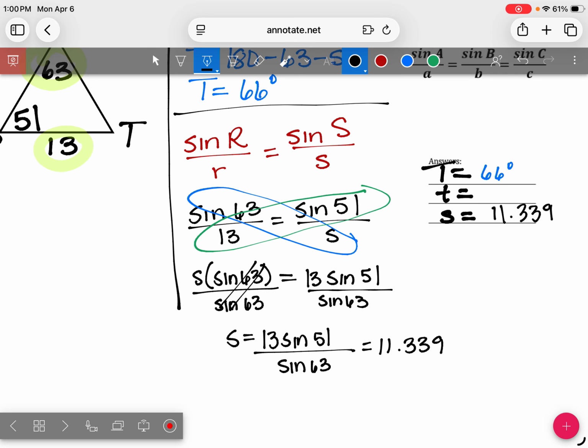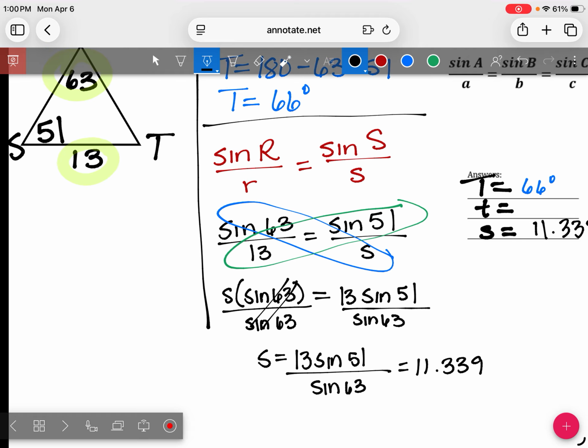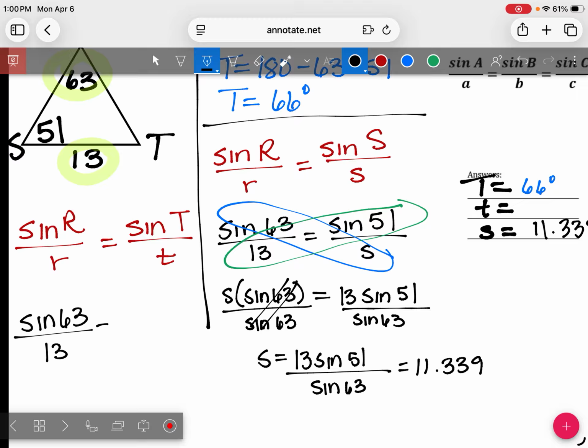All right, now to find little t, I'm going to stick with the sine of r over r. But now I'm going to set it equal to the sine of big T over little t. So let's set it up. Again, you have sine 63 over 13. But now angle T is 66. So sine 66 over little t. Go ahead and cross multiply and solve that for baby t.